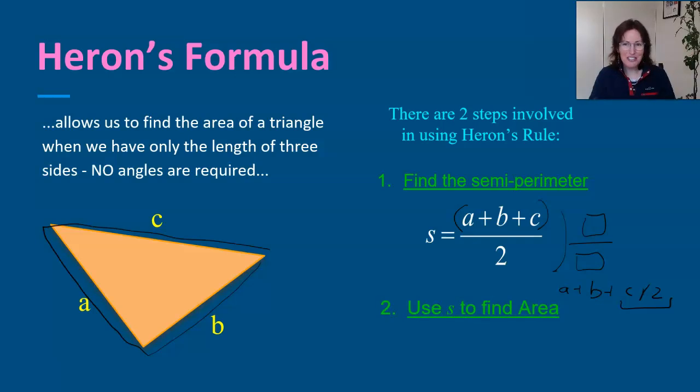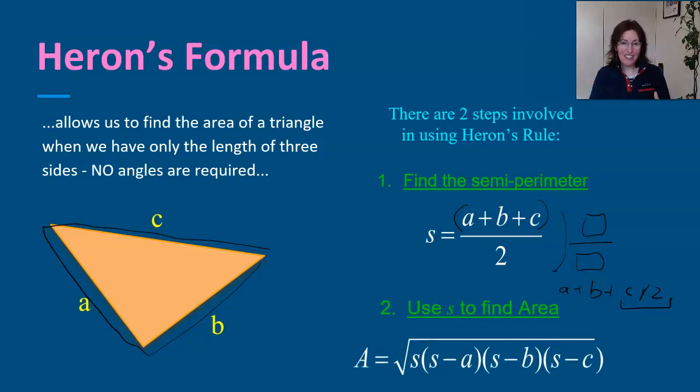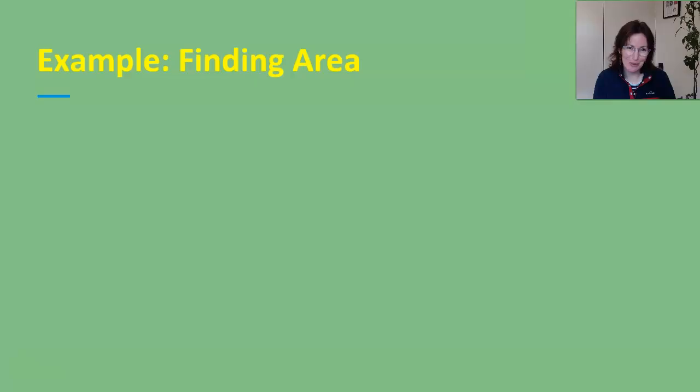And then you use that information to find the area, and here's the formula for that. So the area of this triangle with only 3 sides, it's the square root of all of this. So look at how the S appears 4 times, and 3 of those times it's paired with each of the sides. So it's S on its own, then S subtract A, S subtract B, S subtract C, and all of those things are multiplied together. Let's put that into practice with an example.